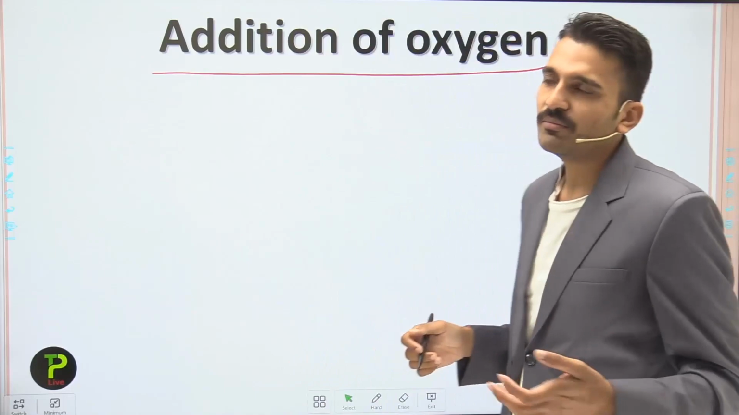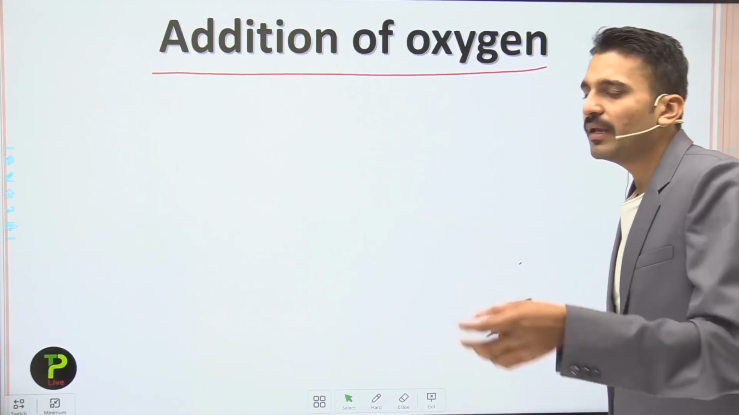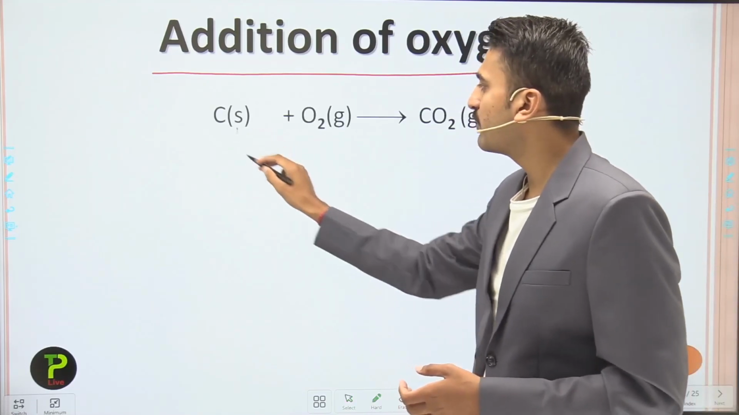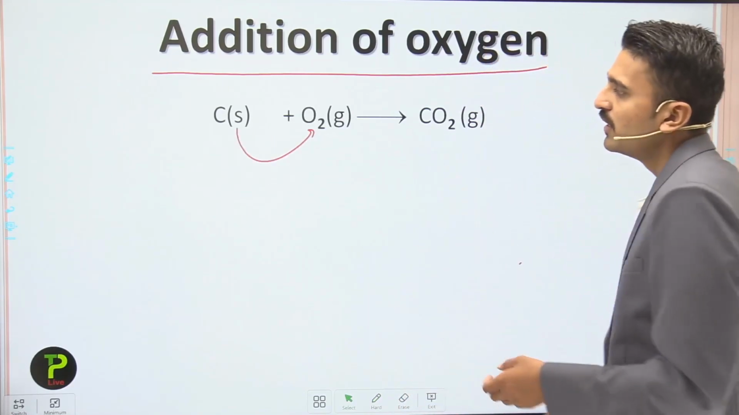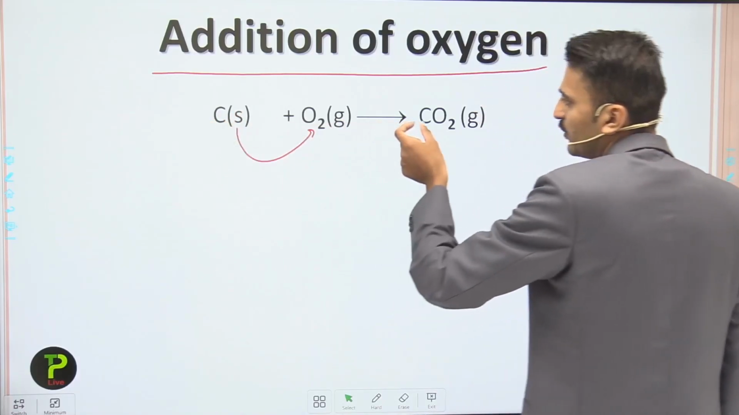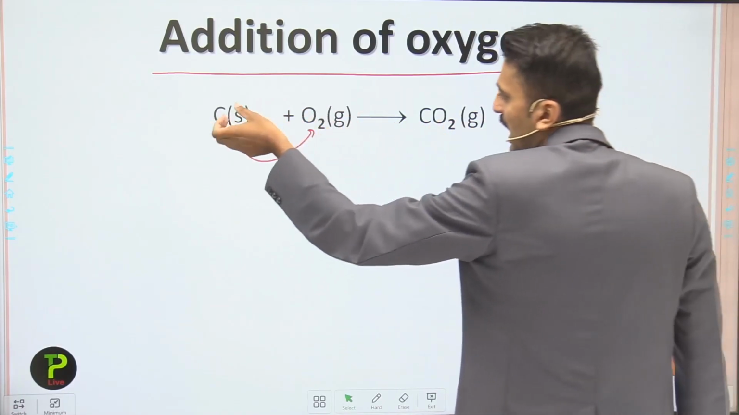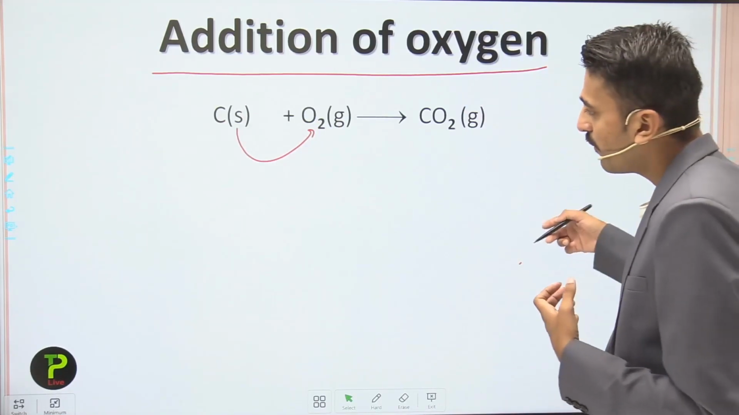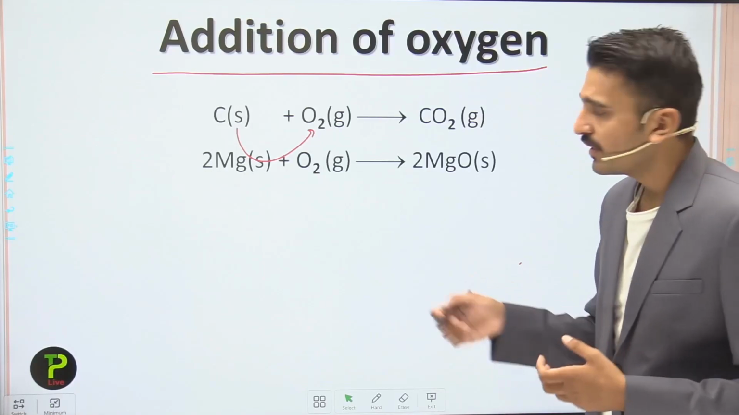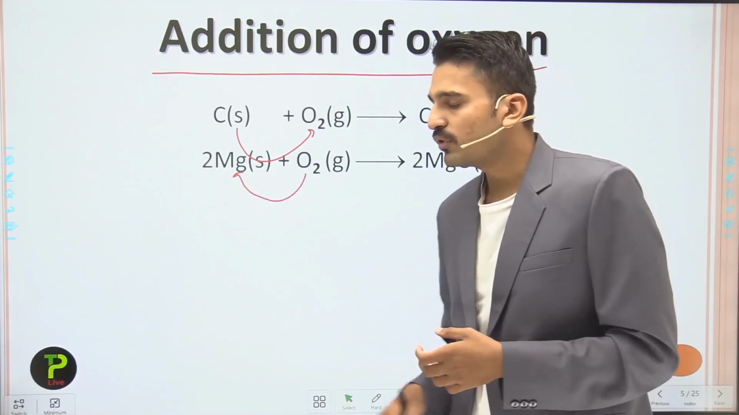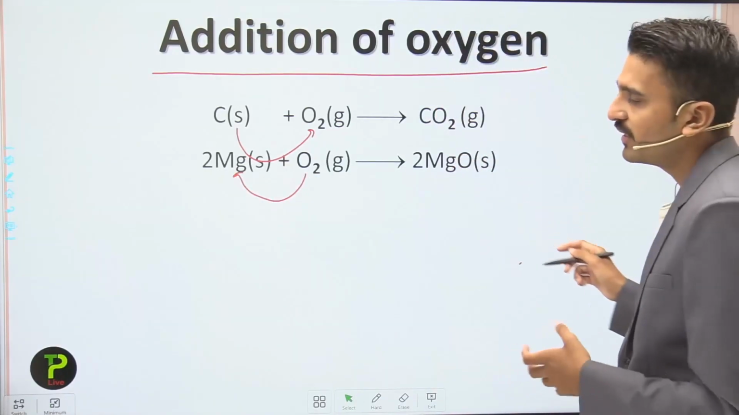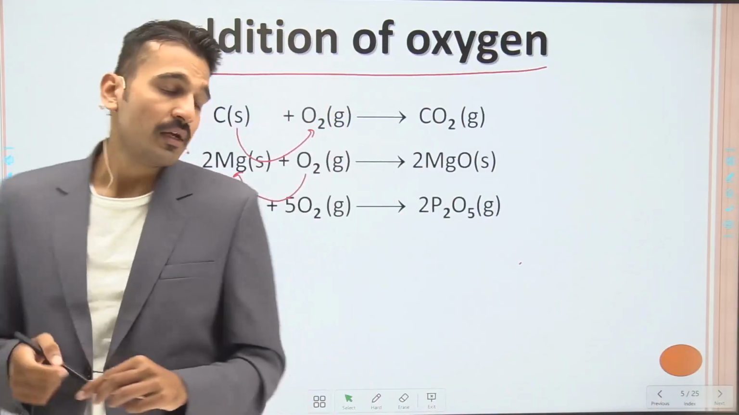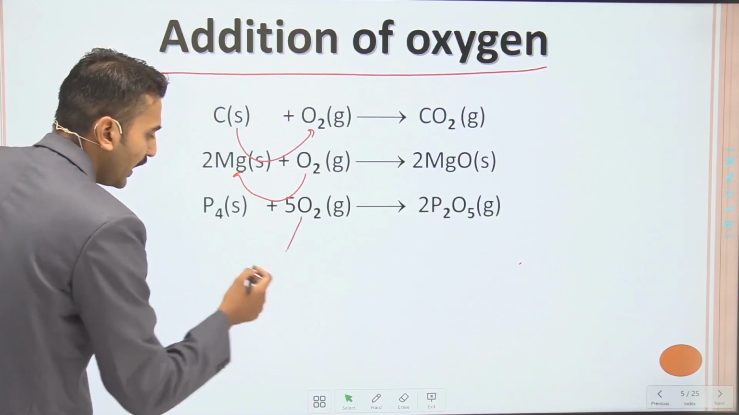So addition of oxygen means what? That is oxygen is simply being added to the element. So in the first case you have seen that oxygen is being added to the carbon to form carbon dioxide. Since here you see carbon and here you see carbon dioxide, oxygen has been added to the carbon. So this is what? This is a kind of oxidation reaction. Second, a similar case in which oxygen is also being added to the magnesium, forming the magnesium oxide. This is a case of what? Addition reaction.